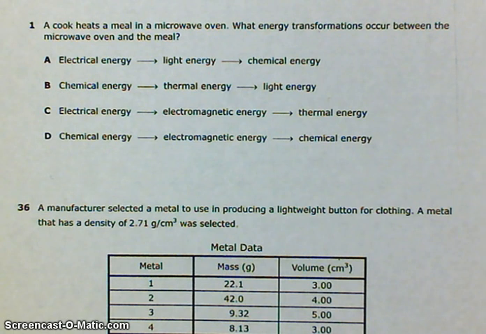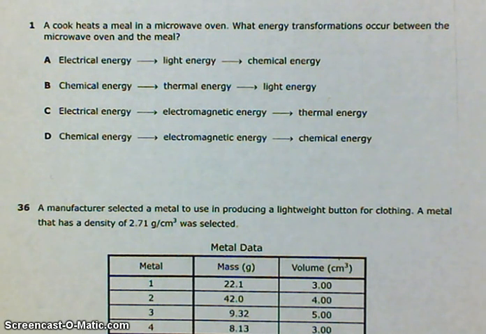Okay, so it says a cook heats a meal in the microwave oven. What energy transformations occur between the microwave oven and the meal? Well, first thing you need to realize is that a microwave has to plug into the wall to work. So we're starting out with the microwave utilizing electrical energy from the outlet. So that already eliminates B and D. So we have to start out with electrical energy.